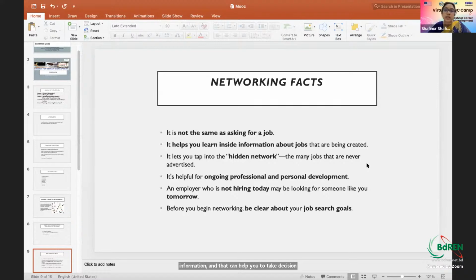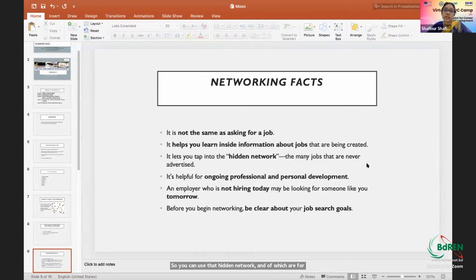Also, it lets you tap into the hidden network, the many jobs that are never advertised. Sometimes if a position is vacant, many organizations just recruit from inside the organization, or they ask their people if they know someone they can recommend. So you can use that hidden network for those jobs which are not advertised.